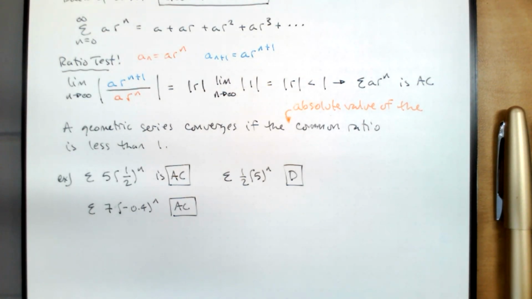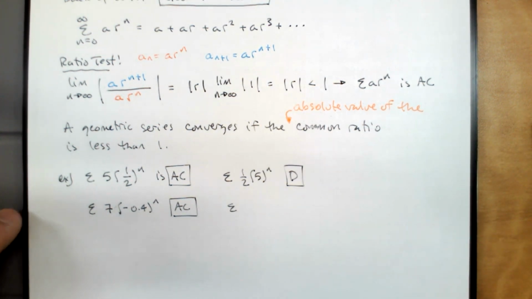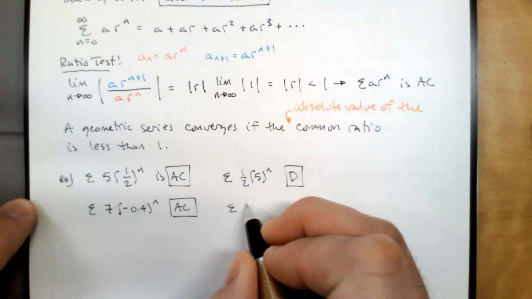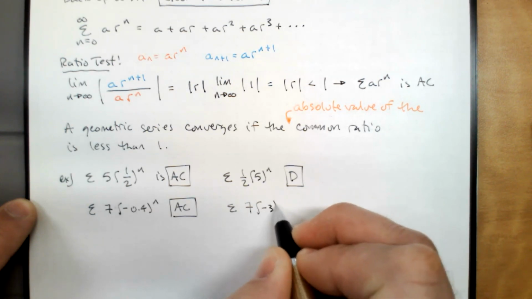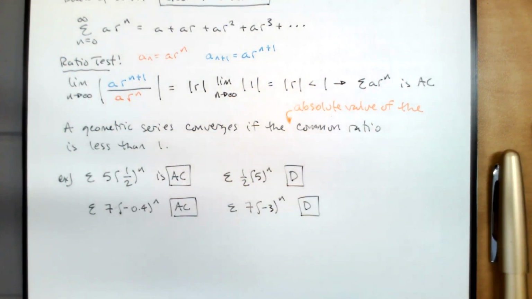Should remember that the common ratio needs to be less than 1 in absolute value. So it's okay if the common ratio is a negative 0.4. 0.4 is less than 1. The series is absolutely convergent. We want to emphasize that the absolute value of the common ratio is less than 1, not just the common ratio is less than 1. Because if the common ratio is, let's say, -3, -3 is less than 1, but the absolute value of -3 is greater than 1.